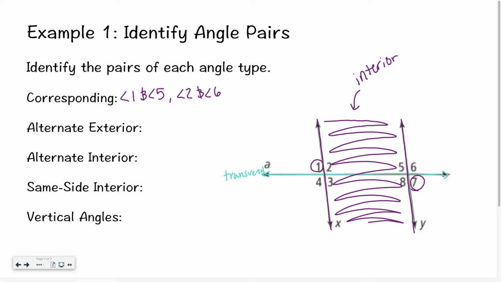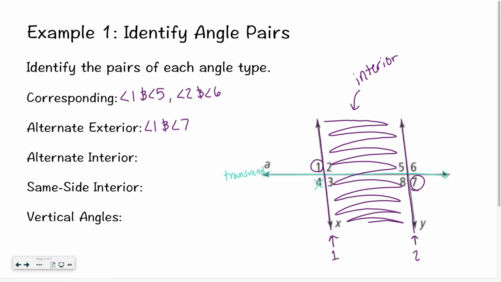The reason it can't be angle 4 is because angle 1 and angle 4, you see how they touch the same line, the same non-transversal line? We don't like that. We need each angle to touch the two different parallel lines. So angle 1 touches this first parallel line, and angle 7 touches the second parallel line. So my alternate exterior angles would be angle 1 and angle 7.